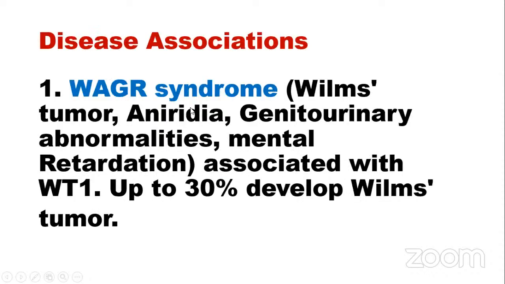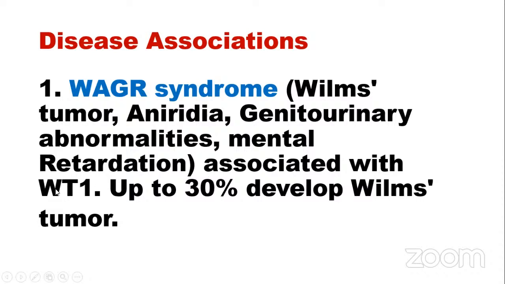Diseases associated with Wilms tumors: we have WAGR syndrome, that's Wilms tumor, aniridia, genitourinary abnormalities, and mental retardation. The syndrome associated with Wilms tumor is known as WAGR syndrome. Okay, that's W for Wilms tumors, A for aniridia, G for genitourinary abnormalities, and R for mental retardation.